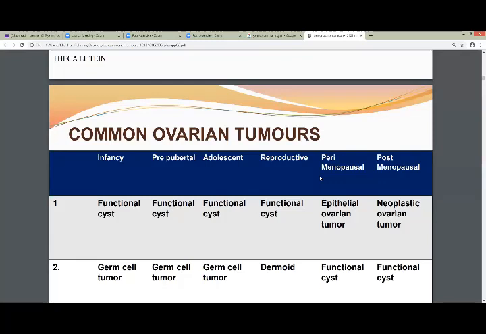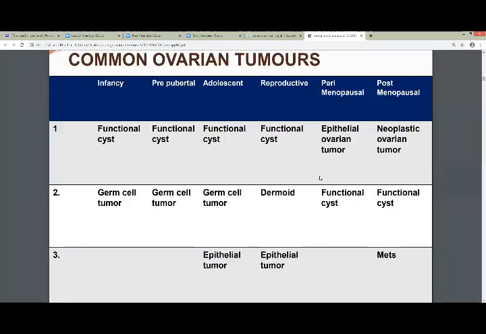Similarly, in the infancy, pubertal or adolescent age group, germ cell tumors can be common. In the reproductive age group, dermoid is common, and in the perimenopausal or postmenopausal age it is less likely to consider them.